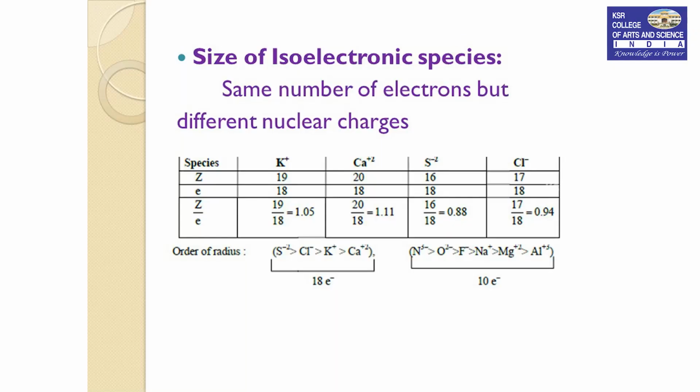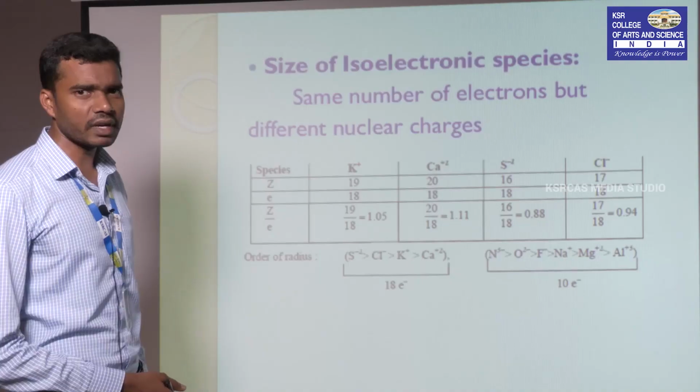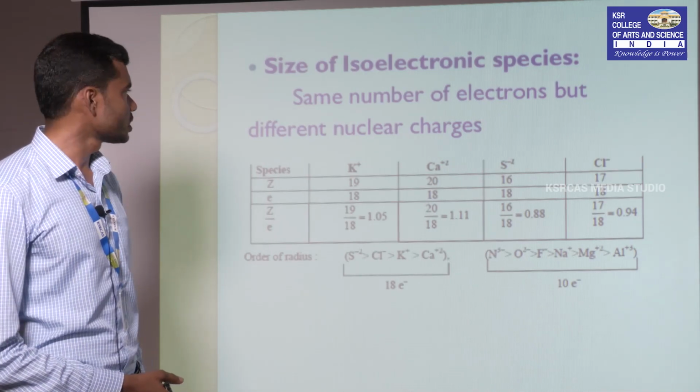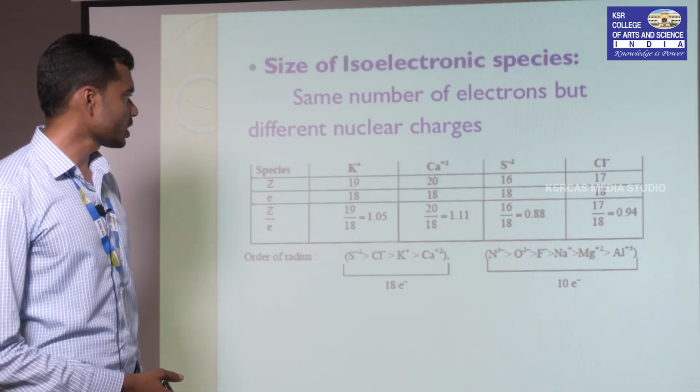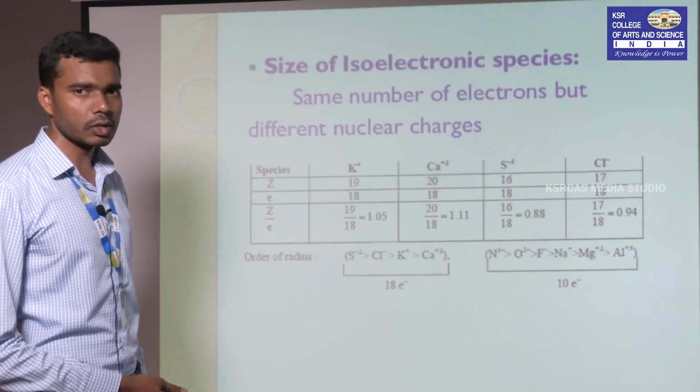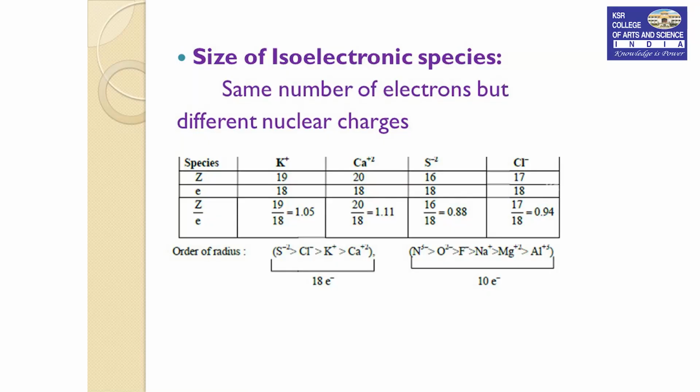The next topic is the size of isoelectronic species. Isoelectronic means the same number of electrons but different nuclear charges. For example, potassium K plus, calcium 2 plus, sulfide and chloride. In this example, the electron count is 18 for all the species, but the atomic number is different.